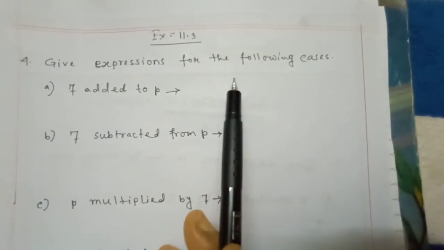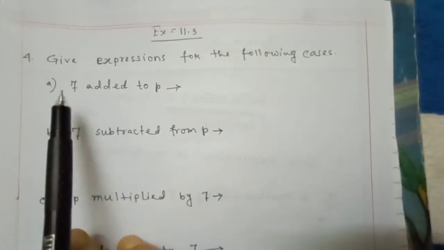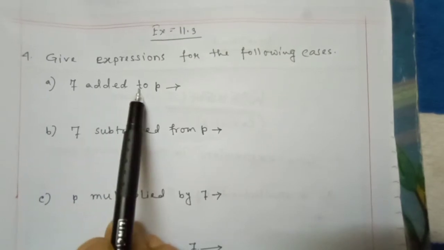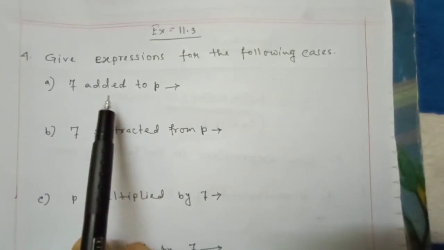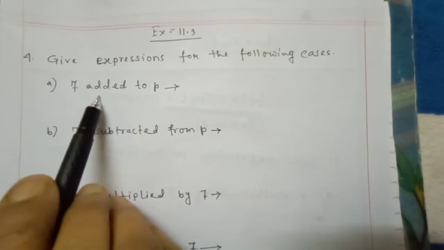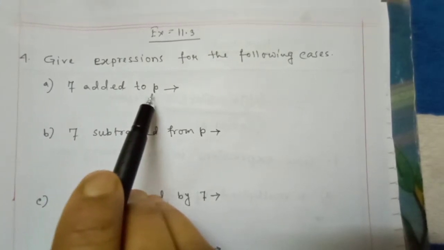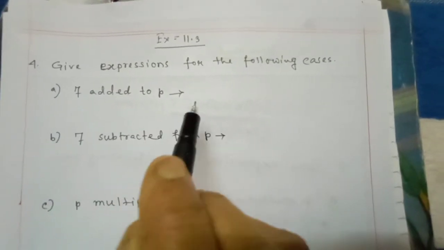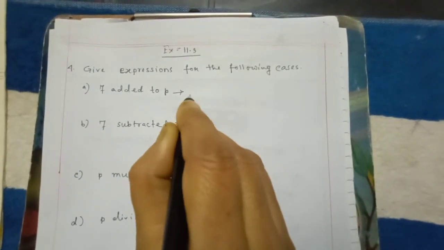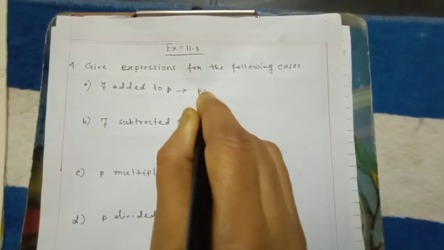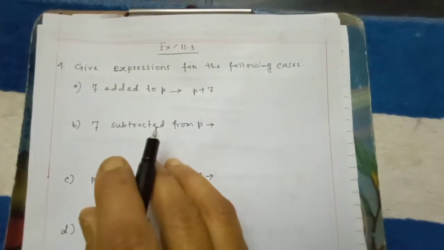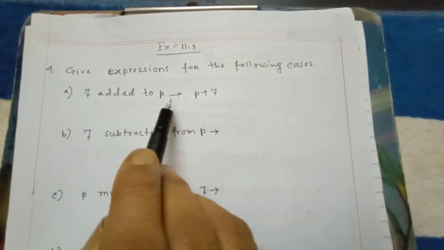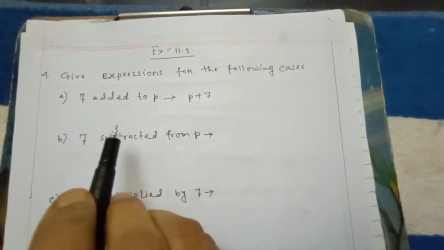Previous classes we have already discussed what expressions are. Now the statement is given here. From this statement you have to write the expression: 7 added to p. Here p is the variable. With this variable you have to add 7. So what will be the expression? P plus 7. We write the variable first, then the numerical value. 7 added to p, so p plus 7 is the answer.